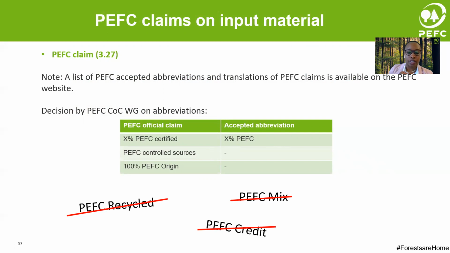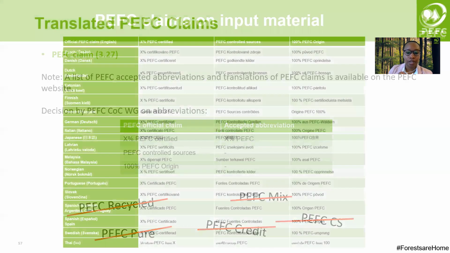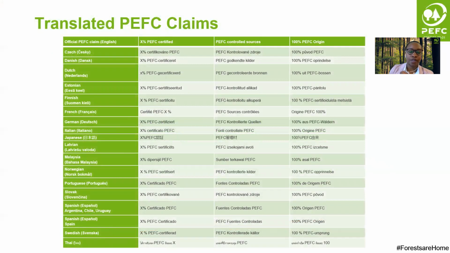And these are just examples of the abbreviations that are not accepted by PEFC. So you can find on the website the list of the translated PEFC claims. For example, you can find X percent PEFC certified in different countries and languages, depending on the country of origin, PEFC controlled sources as well, and 100% PEFC origin.